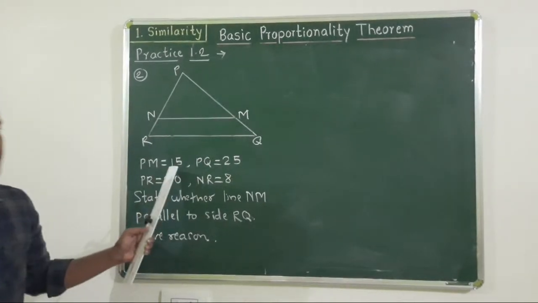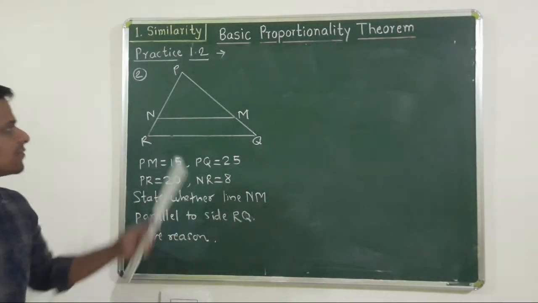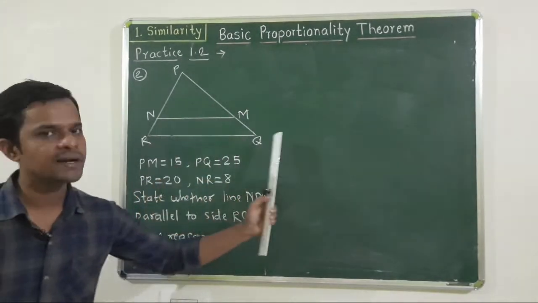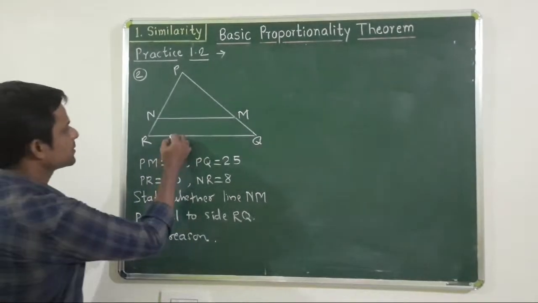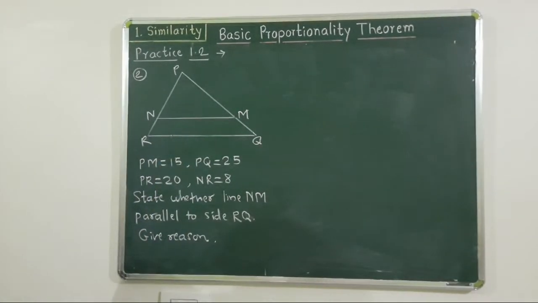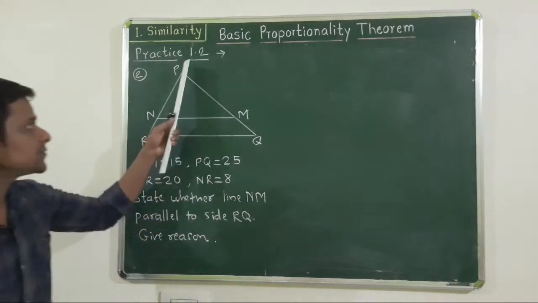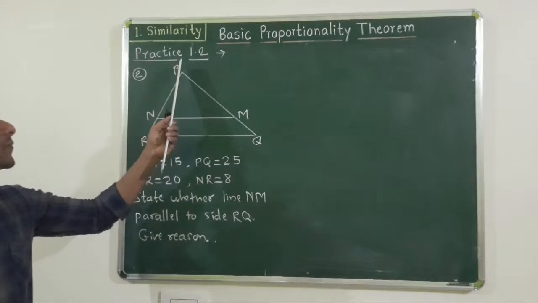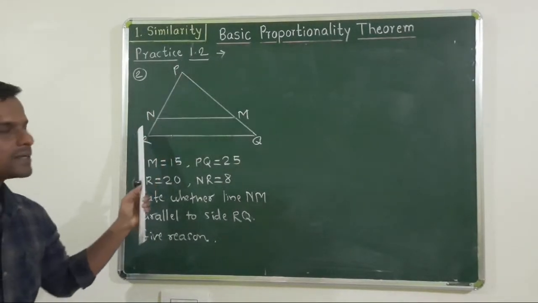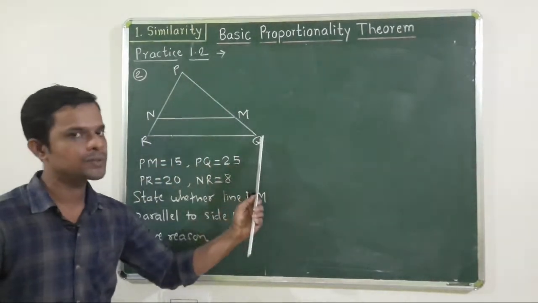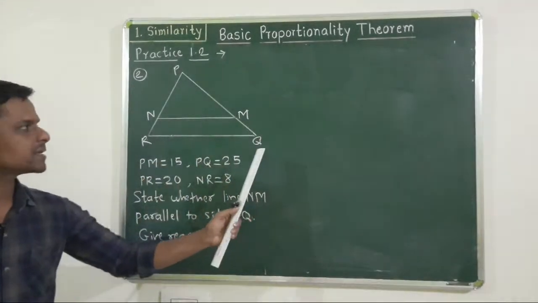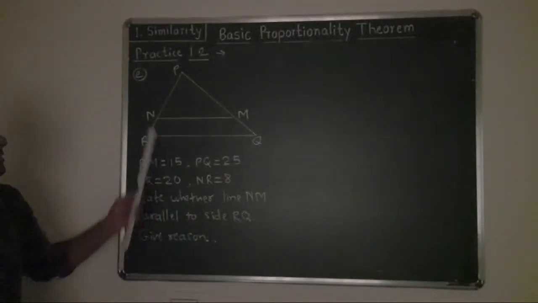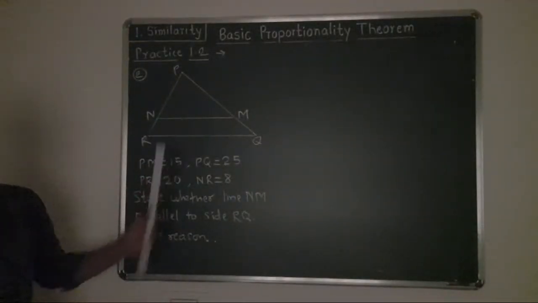Some values are given, and we have to check whether segment NM is parallel to side RQ or not. To check this, we have to use the converse of BPT. It means if two ratios are the same, then it will be parallel to that side. If you can show PN upon NR is equal to PM upon MQ, then NM will be parallel to RQ.